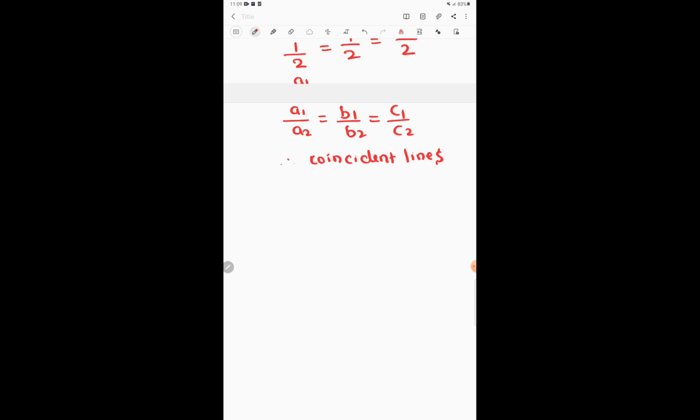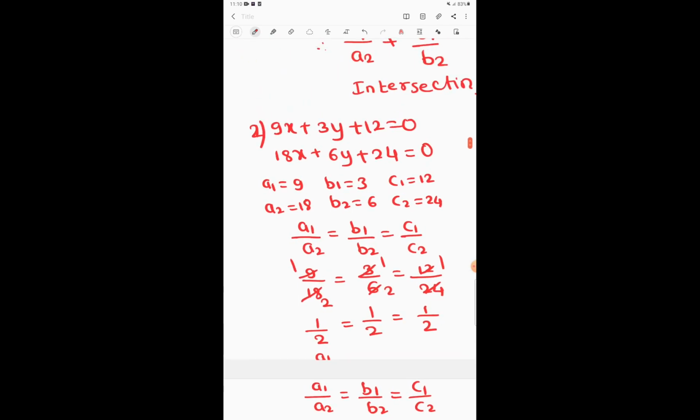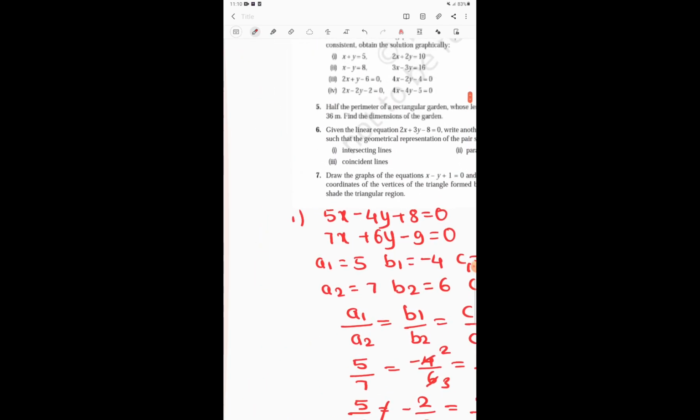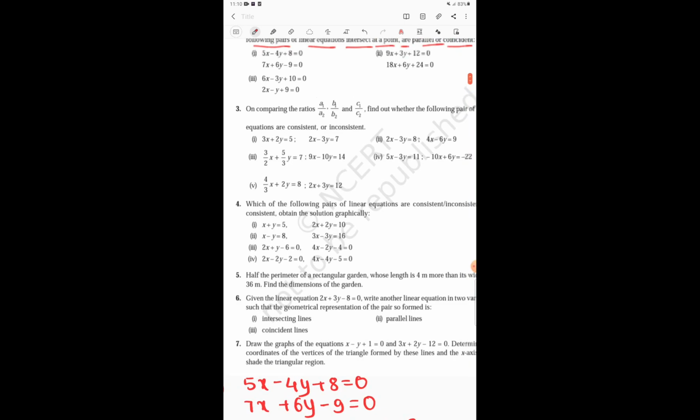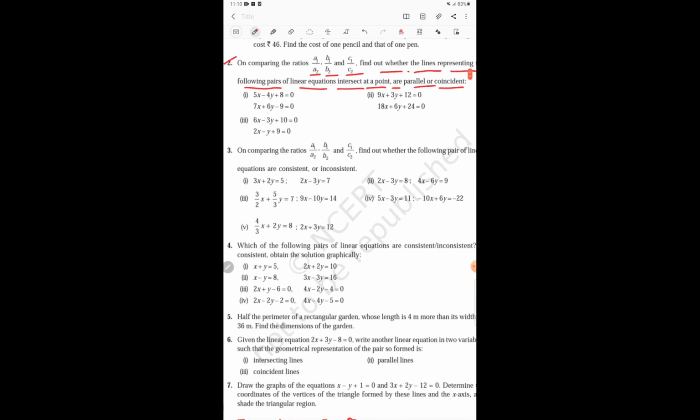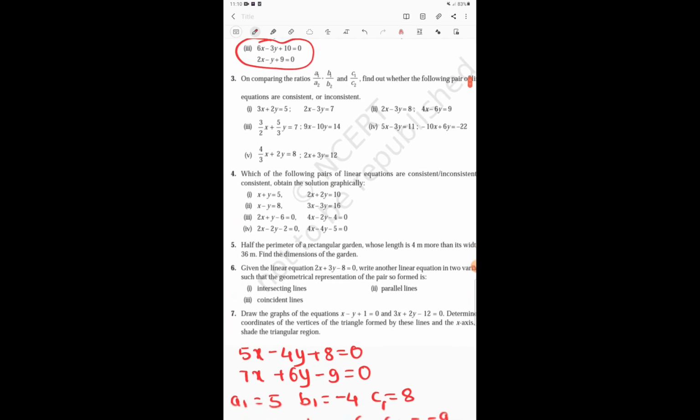Very simple questions. First you have to remember the ratios for all three types of lines. It's very important. If you remember the ratios, you can easily solve the examples. The third one I will give as homework, so you have to tell me the answer in the comment box. If you have any query or question, you may ask me in the comment box. Okay, going to the third question.